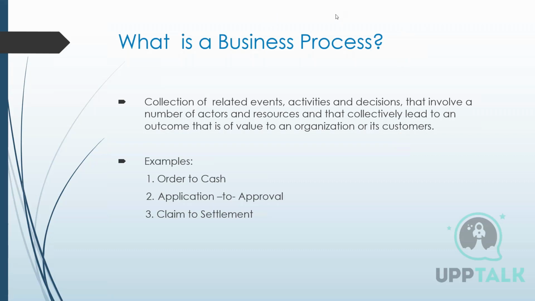But how do I prove it? How do I say that they are business processes? In order to call something a business process, these 6 entities have to be satisfied. What are those? Events, activities, decisions, actors, resources, and outcome. Of course, outcome is the most important one. Let us see how these 6 entities help recognize a business process.